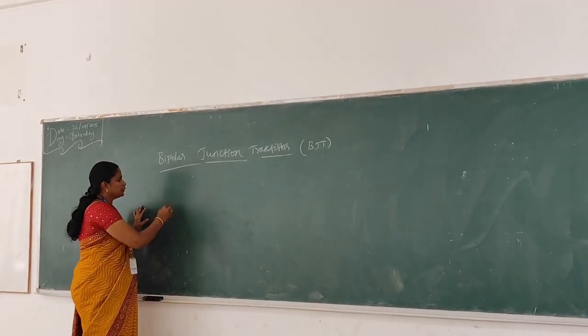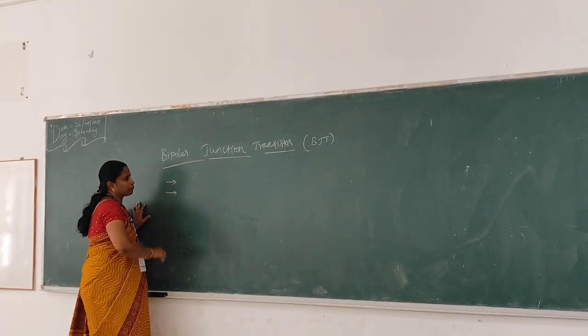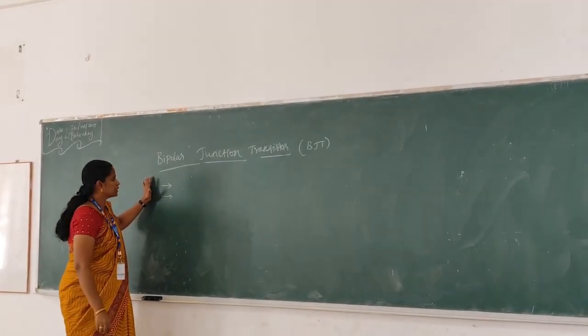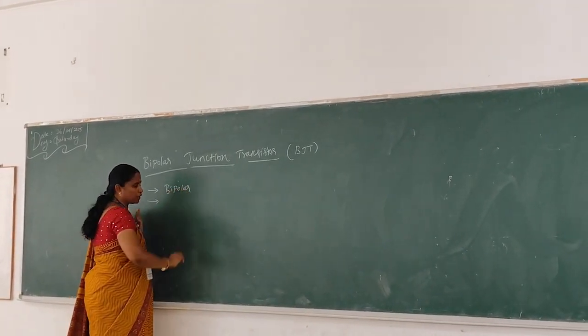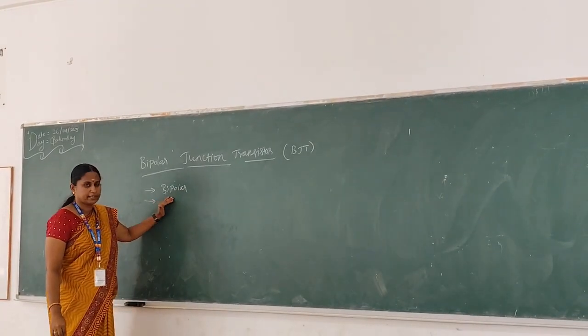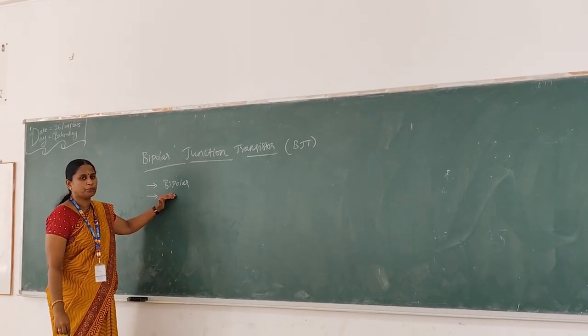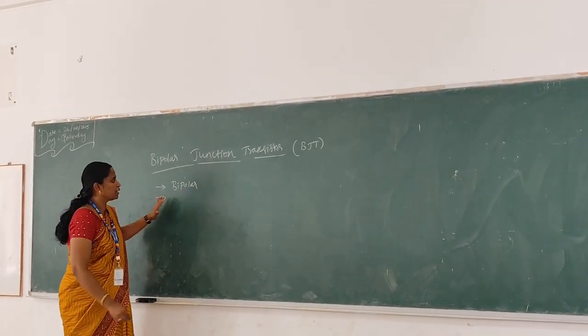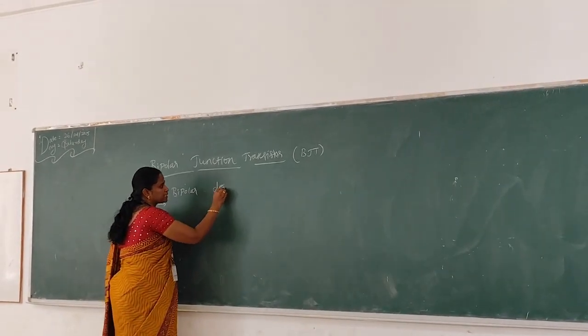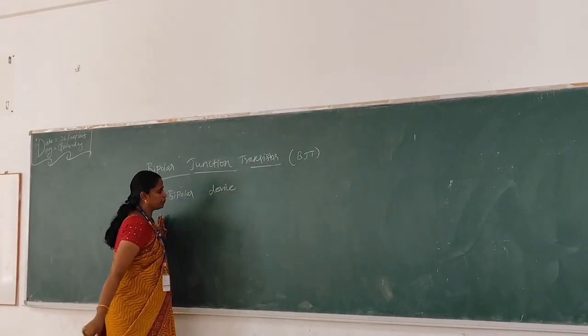The first thing is, this device is called a bipolar device because current conduction in this device is due to electrons as well as holes. Hence, it is named a bipolar device.